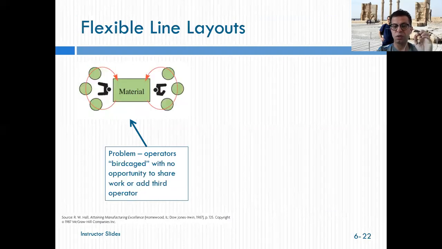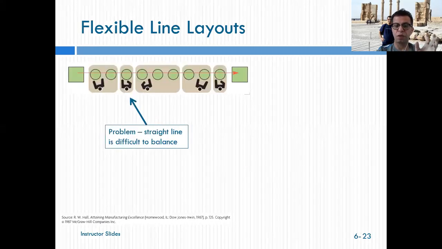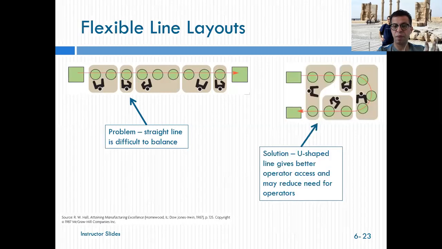Here there is a situation where the workers are not connected to each other and they are in a birdcage. They cannot add one more, but in this case you can add one more if it's necessary. Here the problem is a straight line is difficult to balance between them. Here is a U line, so it's easier to balance the work between them. Each one will take the work and pass it to the end of the line.